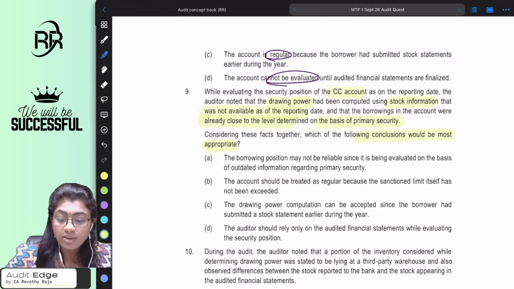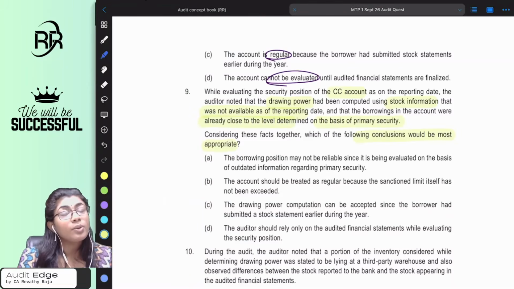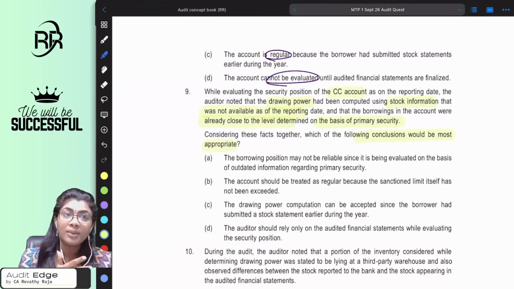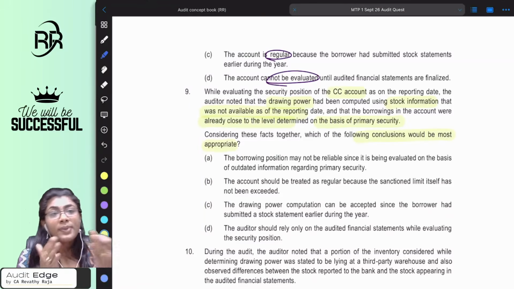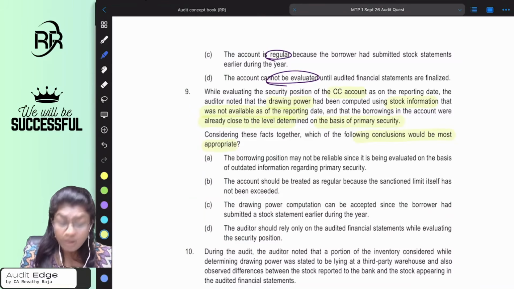See, we learn in bank audit plus also in CARO, clause 2 inventory. So cash credit drawing power is calculated based on what? Based on the stock statement and the debtors statement filed by the borrower. And at times the bank will order a stock audit, when the fund amount exceeds 5 crore.